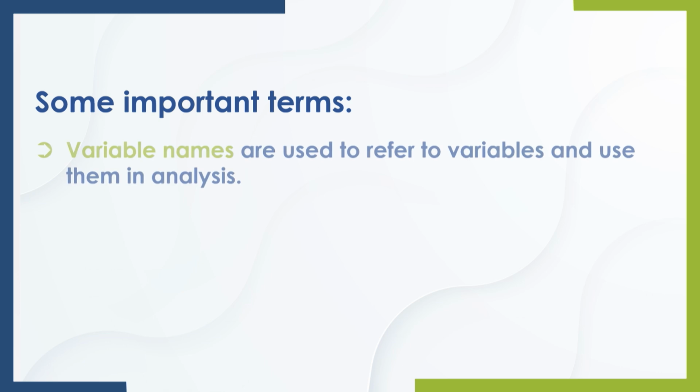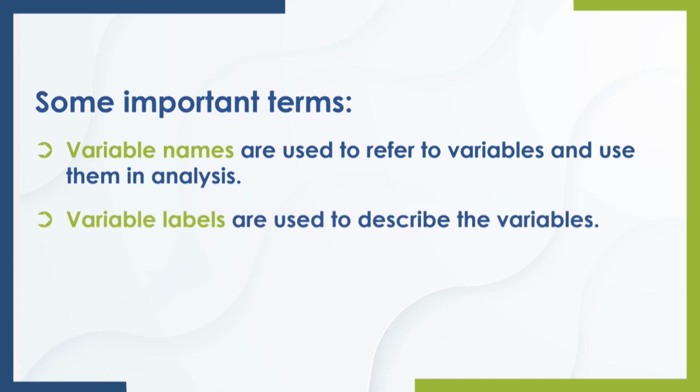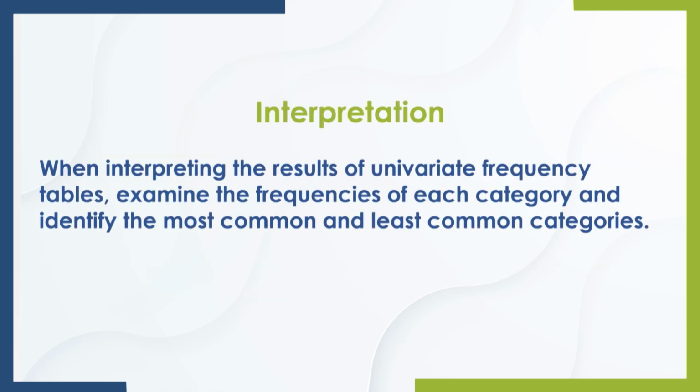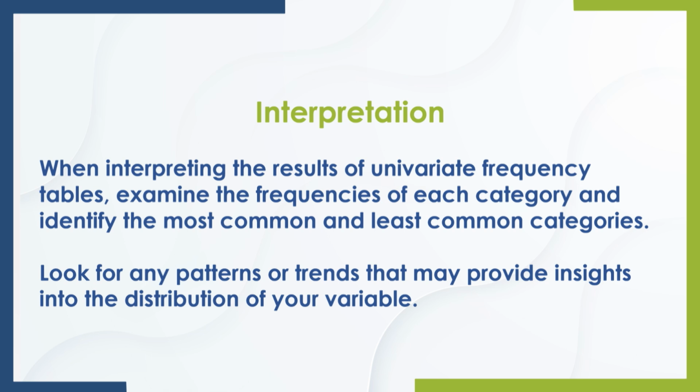Some important terms. Variable names. Variable names are used to refer to variables and use them in analysis. Variable labels. Variable labels are used to describe the variables. Value labels. Value labels are useful to attach a descriptive label to codes of a categorical or continuous variable. Interpretations. When interpreting the results of univariate frequency tables, examine the frequencies of each category and identify the most common and least common categories. Look for any patterns or trends that may provide insight into the distribution of your variable.